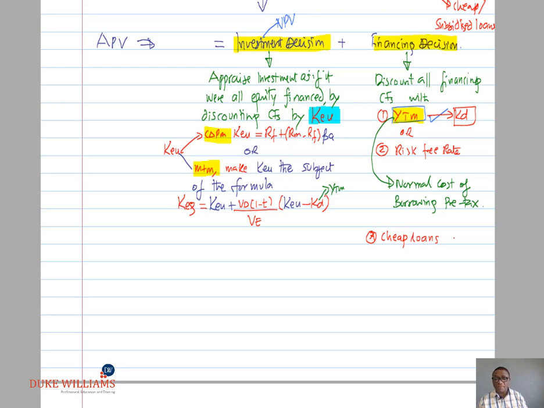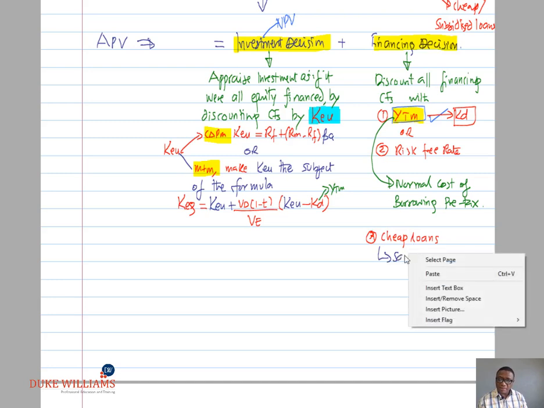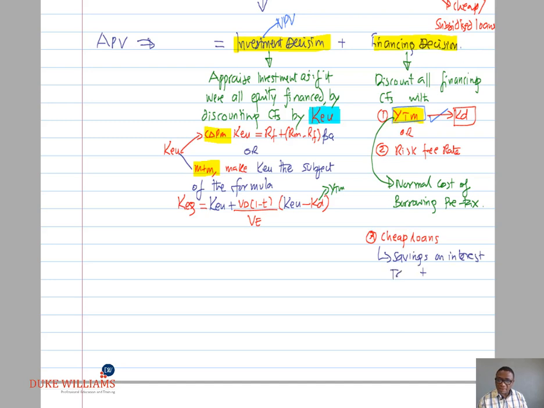So two things come up with the cheap or subsidized loan. We save in interest, but then we also lose tax savings on the interest allowed for tax purposes. So that is what we will be looking at, the savings on loans. So for this, there will be savings on interest and then tax relief lost on saved interest. So that is what we will be looking at.